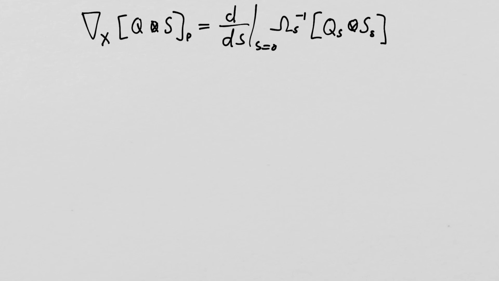So this is the definition, right? We're talking about the covariant derivative of a tensor product of two tensors, and this is our old definition that we did in the last lesson. This takes us from 0 to S. So now we're going from S to 0. The inverse takes us from S to 0. And these guys are a tensor Q at S and a tensor S at parameter value S.